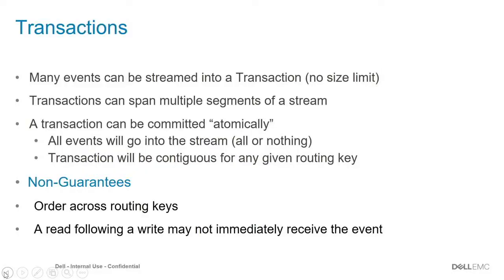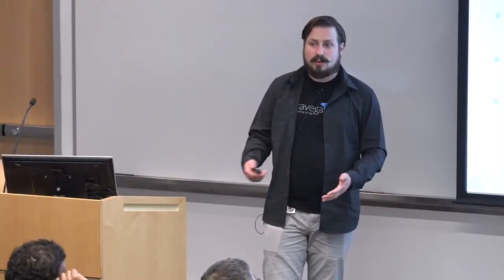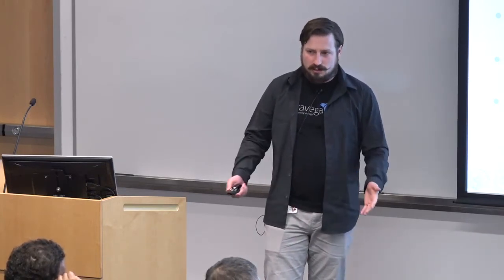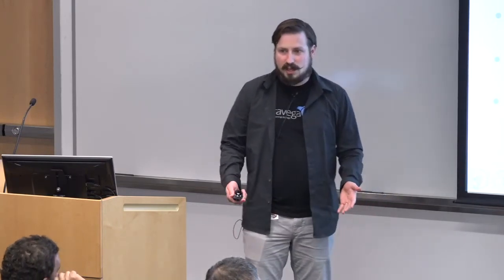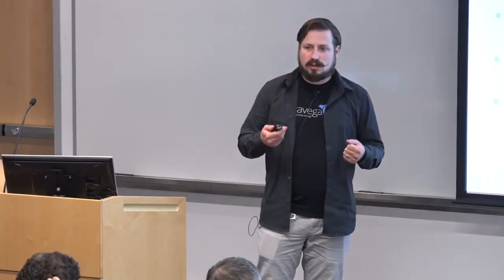One of the things we do is we have transactions. Now, the notion of a transaction is on a stream, so it's not on an individual segment. So what you do is you open a transaction, and you can write as much data as you want to it. And a transaction can contain many routing keys. It can encompass the entire stream, be spread across many hosts. There's no bound on how much data you write to it, and there's no bound on how long it can be open. But once you decide you've written all the data you want to write, you can call commit.